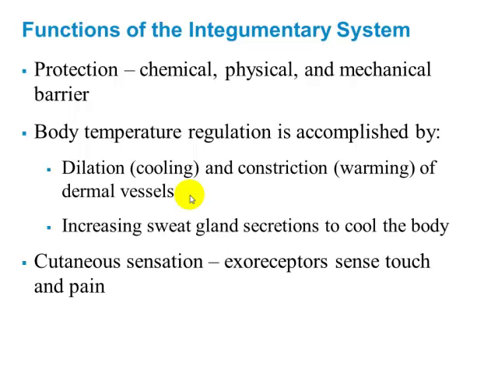The big thing of the integumentary system is protection. So we're protecting the internal portions of the body from chemical assaults and physical assaults. It acts as a mechanical barrier. Most disease prevention occurs through hand washing.